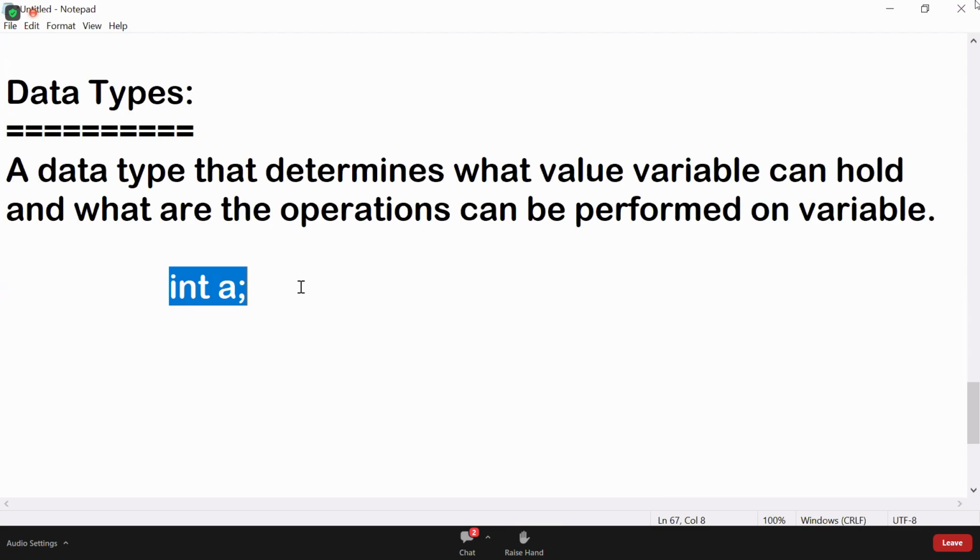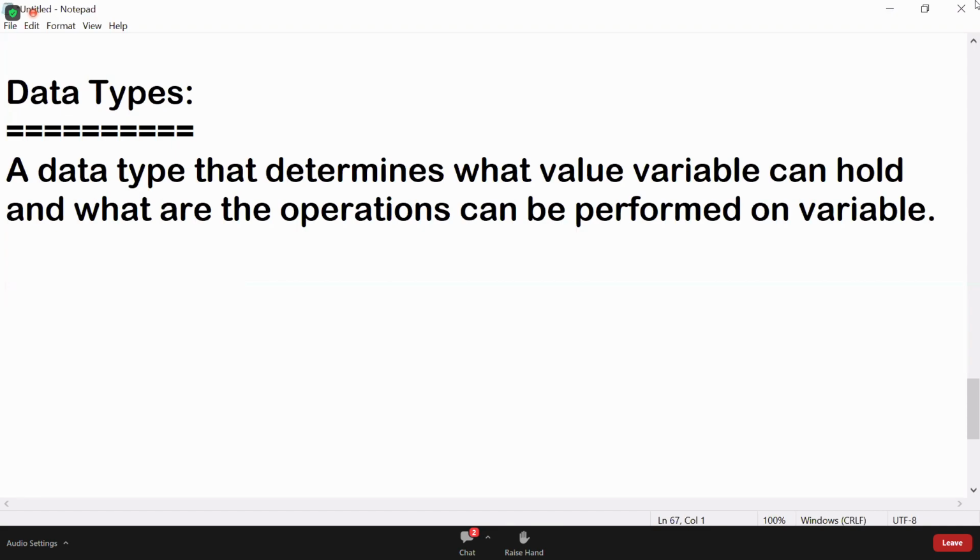Who will decide that? The data type. Data type only decides what a should contain. On that a, what operations are possible? Who will decide? That data type only decides. Okay. That is data type.